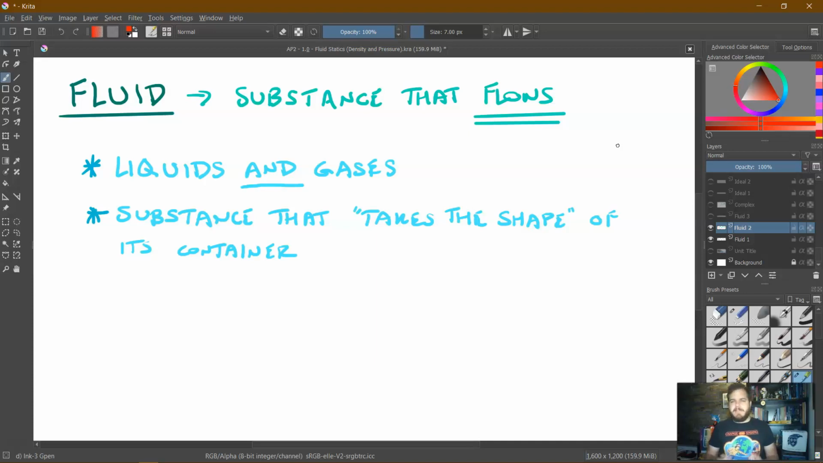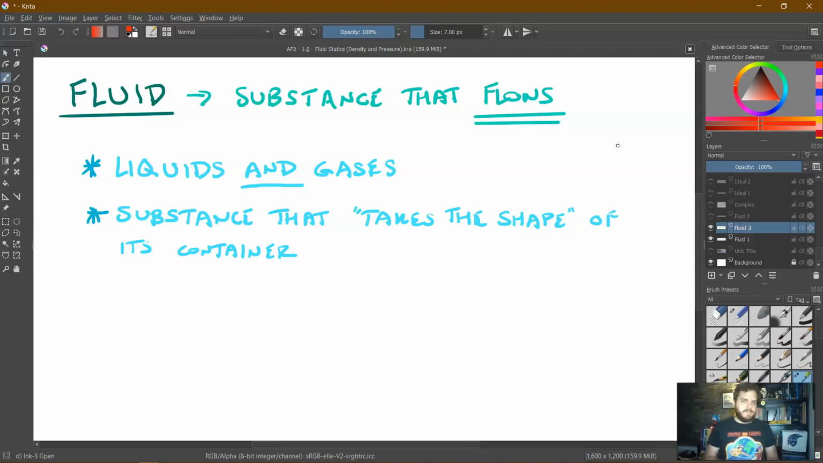And really what we mean by that is that it's going to be able to move very amorphously. So typically we're talking about liquids and gases. And another way to think about this very quickly is that it's a substance that takes the shape of its container. If we pour a liquid in a glass, for instance, the liquid changes to the shape of the glass. If we stick a gas in a gas cylinder, it's going to fill up and take the shape of the cylinder.